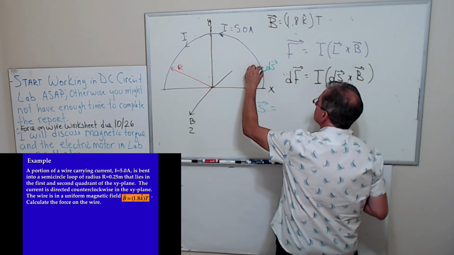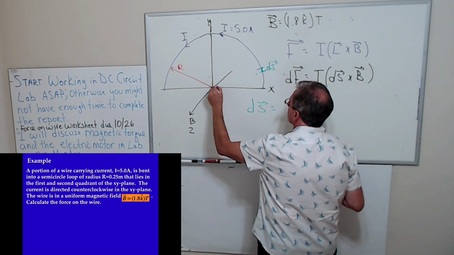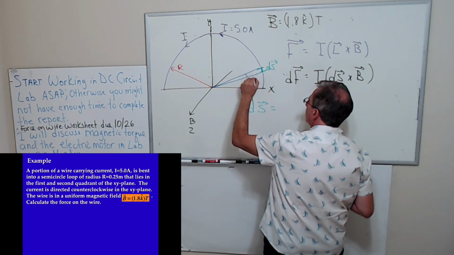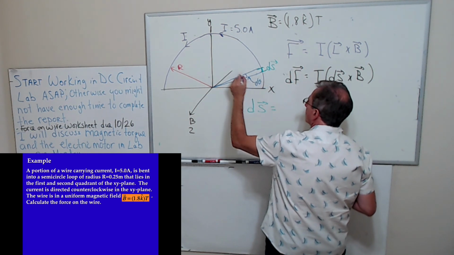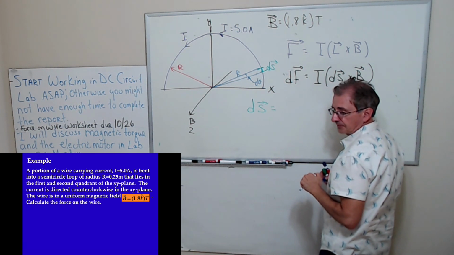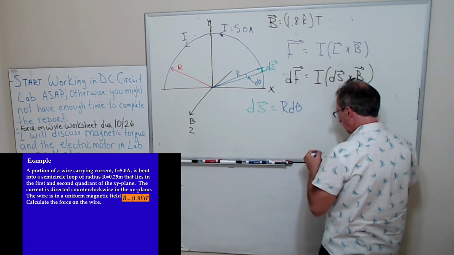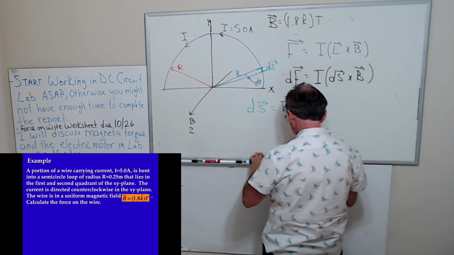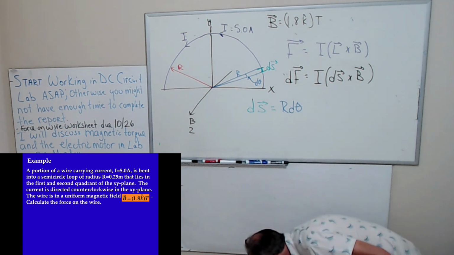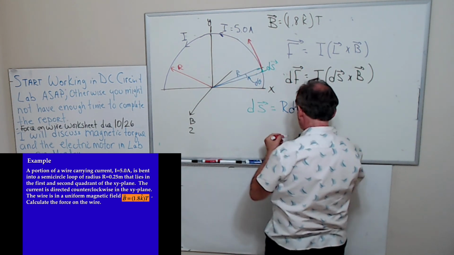Well, what's the magnitude? What's this distance going to be? If this thing is small, this angle is d theta, and this radius is r, what's the magnitude of this vector? R d theta. This vector points tangent to the circle. So this vector points that way.